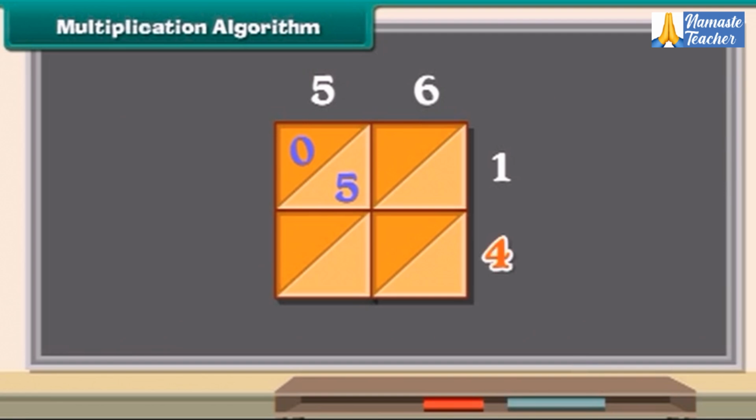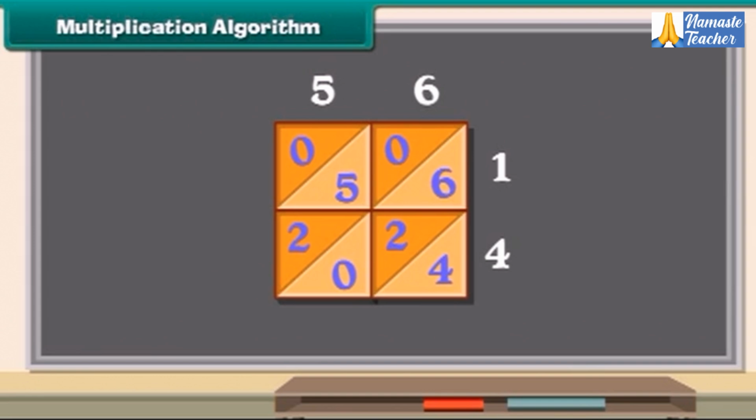Then multiply 4 and 5 to get 20. Write the 0 of 20 in the ones place and the 2 in the tens place. Then multiply 1 and 6. Write 6 in the ones place and 0 in the tens place. Finally multiply 4 and 6. The result is 24. Write 2 in the tens place and 4 in the ones place.